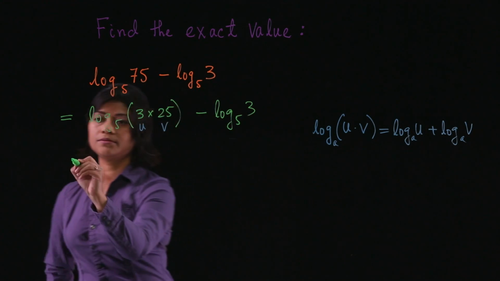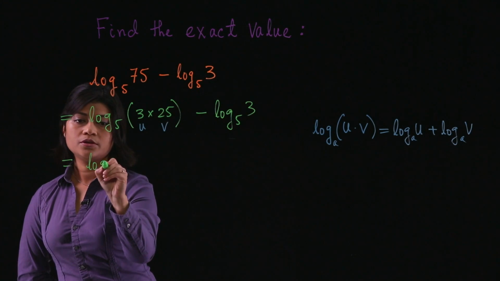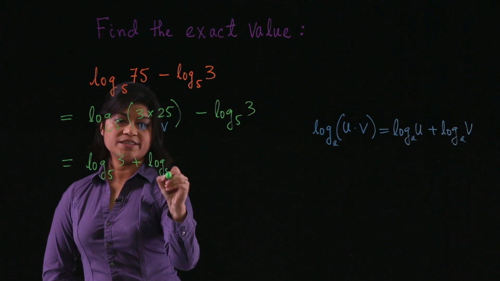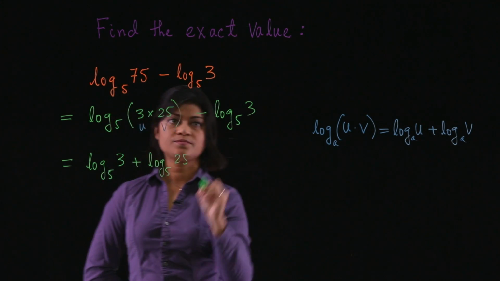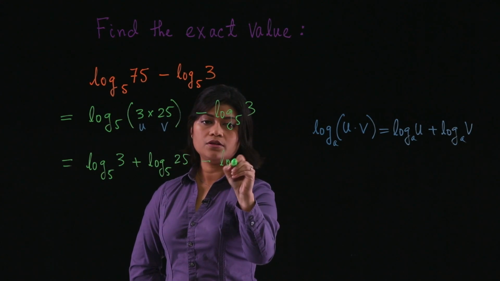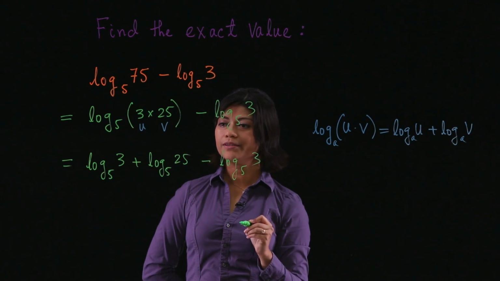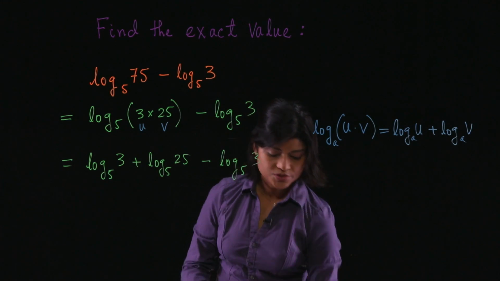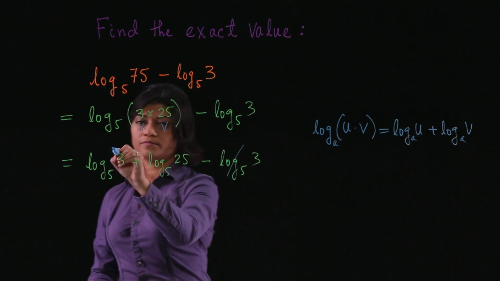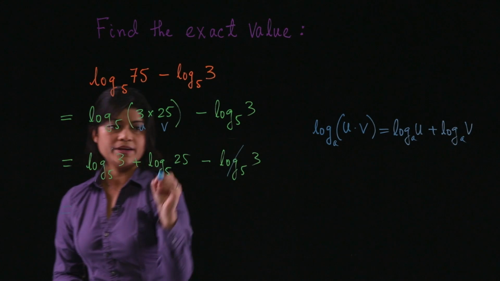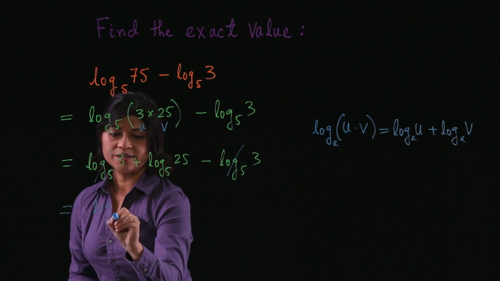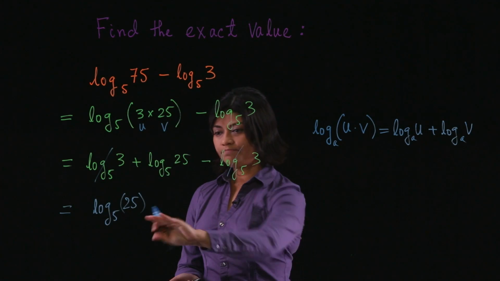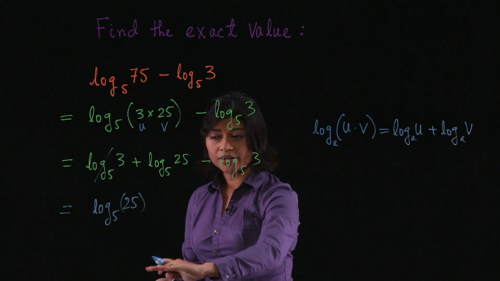So let's do that. This will be equal to logarithm base 5 of 3 plus logarithm base 5 of 25. And then you still have negative logarithm base 5 of 3. Well, notice that there's a positive and a negative, so those two will cancel, and you will end up having just logarithm base 5 of 25.